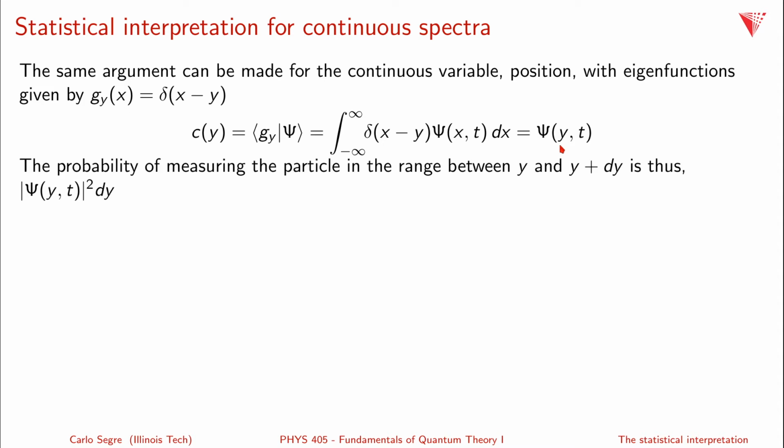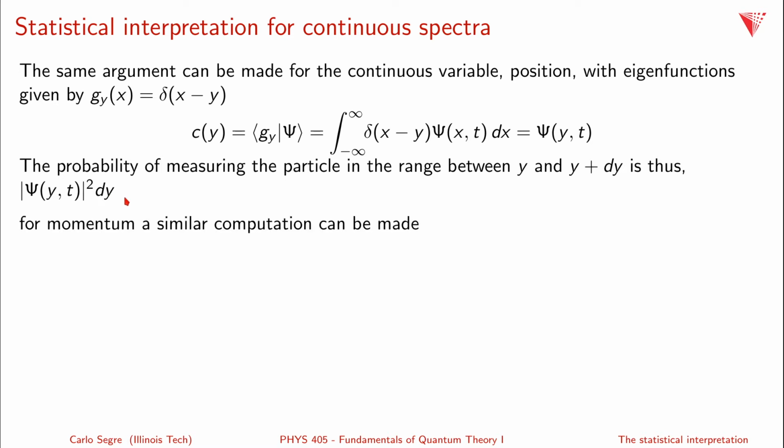Now, the probability of measuring the particle in the range between y and y plus delta y is simply the modulus squared of psi of y and t, times the width dy.